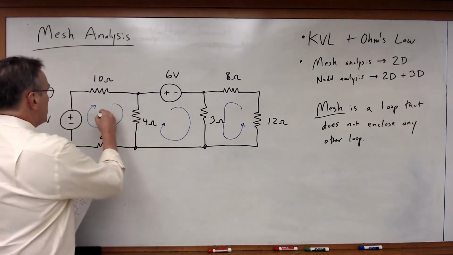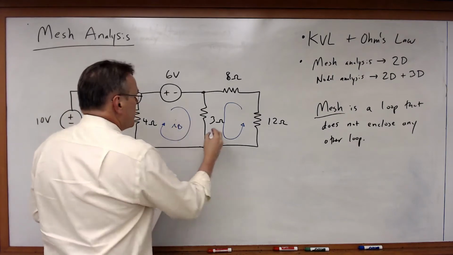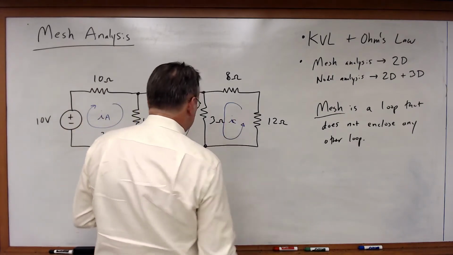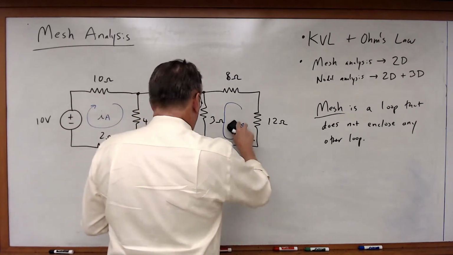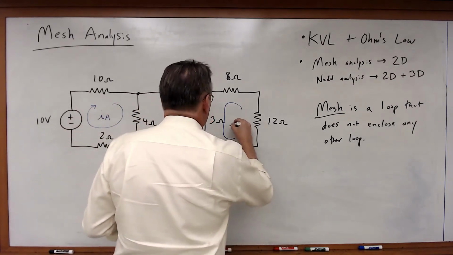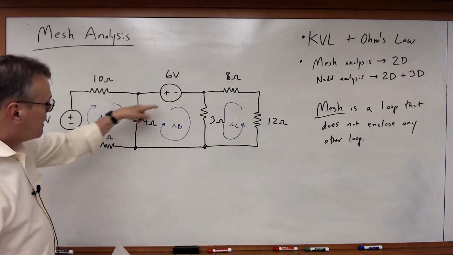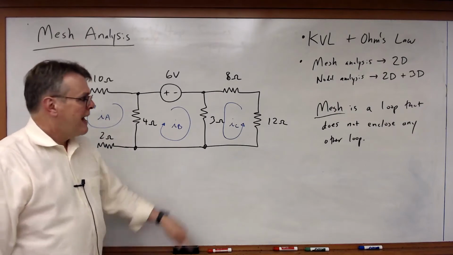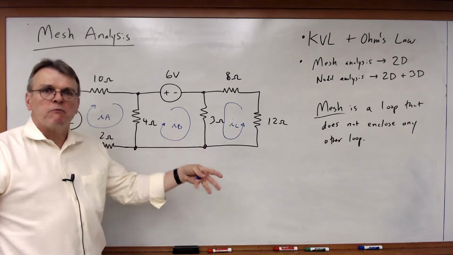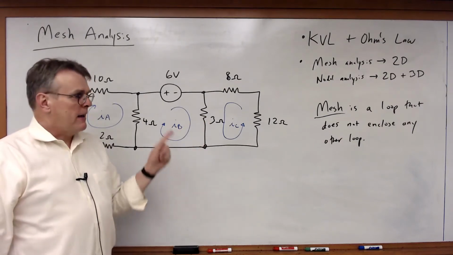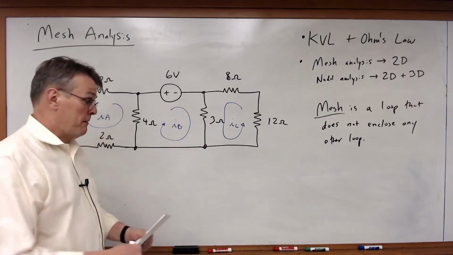So in this case, I'm going to specify 3 mesh currents, IA, IB, and IC. Now we note, IA and IB, I drew clockwise. IC, I drew counterclockwise when I assumed it was flowing around the mesh. And here's the first thing about mesh currents. The direction you pick is arbitrary.